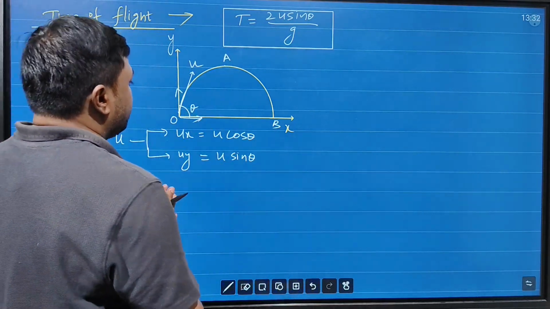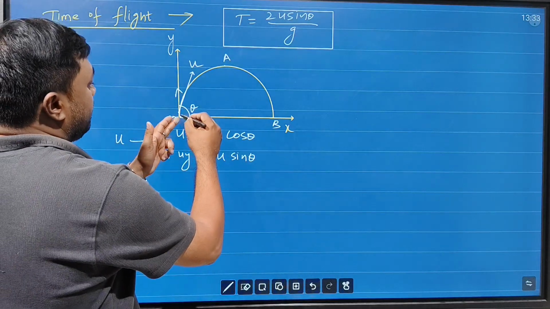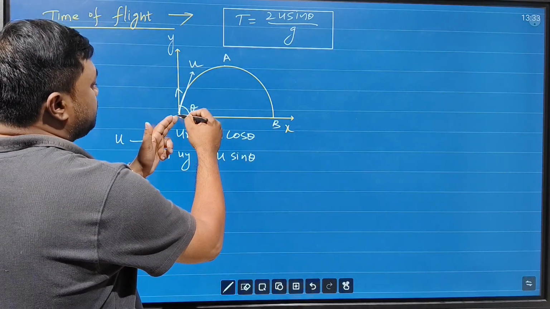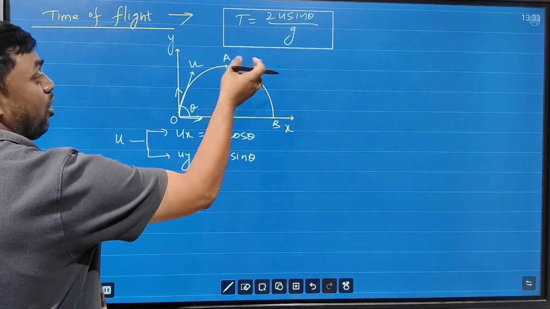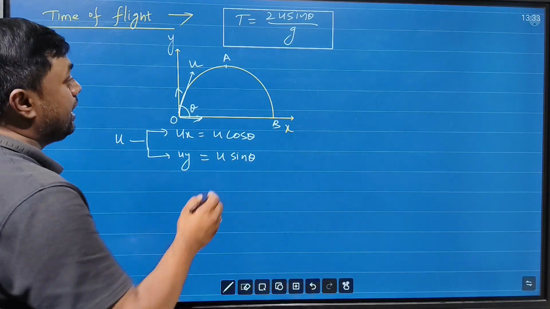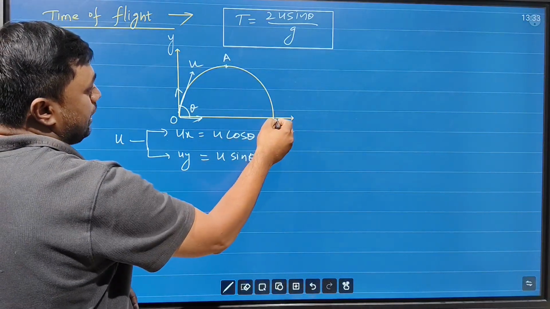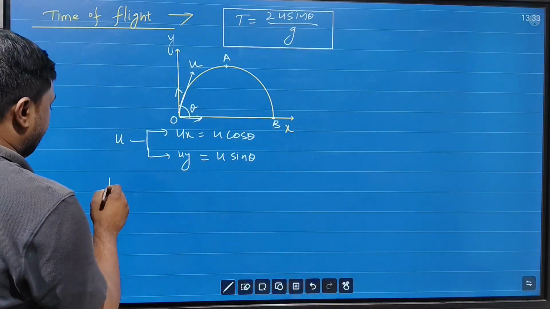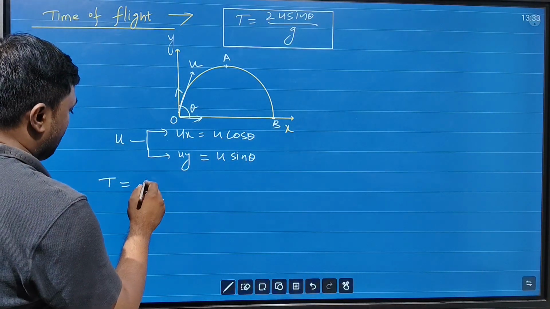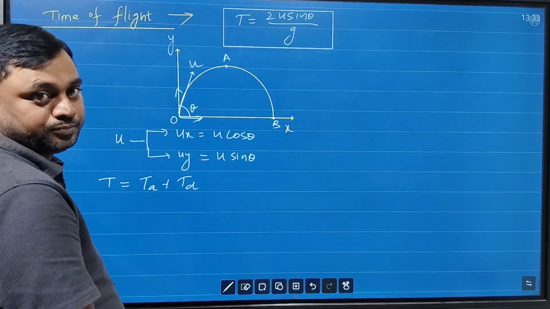So this time of flight we can resolve into two parts actually. The time taken by the particle to reach from origin to the maximum point is called time of ascent. And the time taken by the particle to reach from the maximum point to the horizontal level is called time of descent. Yes or no? So we can write total time of flight is time of ascent plus time of descent. Can we write or not?